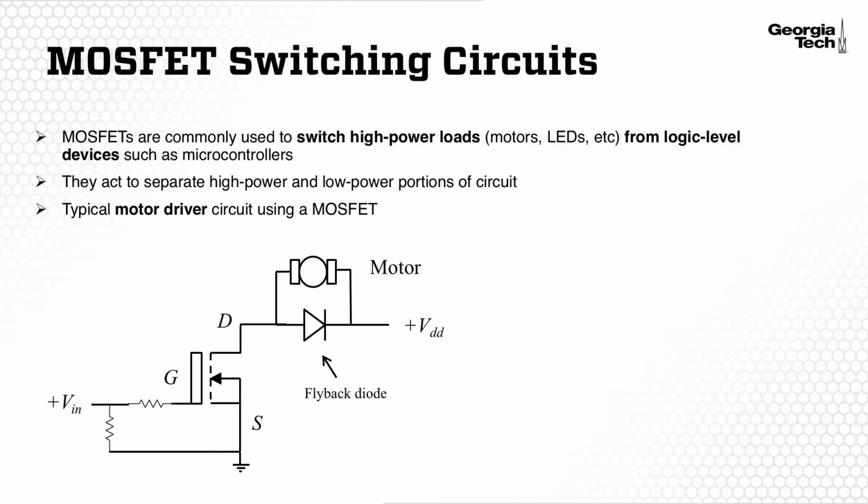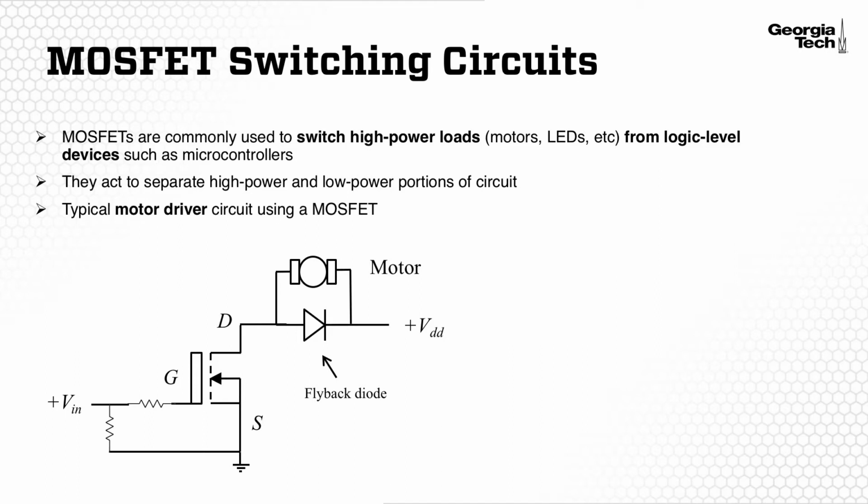Let's take a closer look at a MOSFET switching circuit. So we said that MOSFETs are commonly used to switch on something like a motor, an LED, or some other high power load, to switch that load on and off from a logic level device like an embedded computer or a microcontroller. So MOSFETs act as a barrier between the high power portions of the circuit and the low power portions. Here's a diagram of a typical motor driver circuit using a MOSFET.